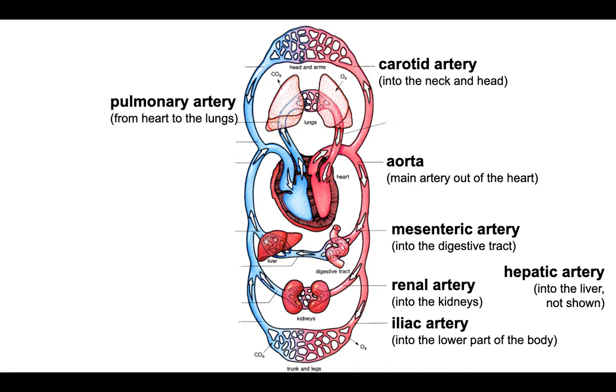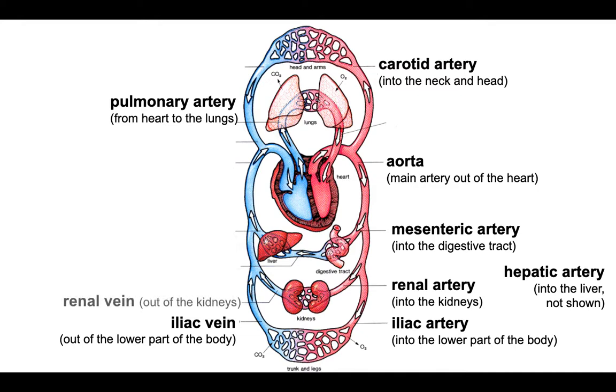So now if we look at the veins side of it, kind of do this in reverse. As the blood comes out of the lower part of the body, it's going to go into the iliac vein, heading back towards the heart. Blood coming out of the kidneys comes out in the renal vein.